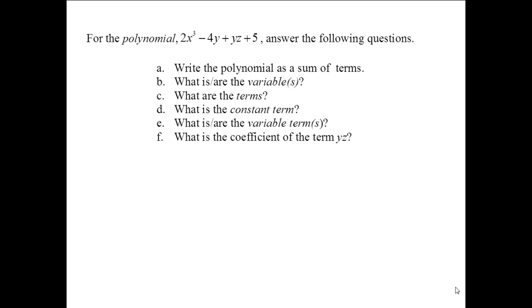For the polynomial 2x cubed minus 4y plus yz plus 5, answer the following questions. A. Write the polynomial as a sum of terms. Any subtraction sign will be rewritten as plus a negative. So we have 2x to the third plus negative 4y plus yz plus 5.